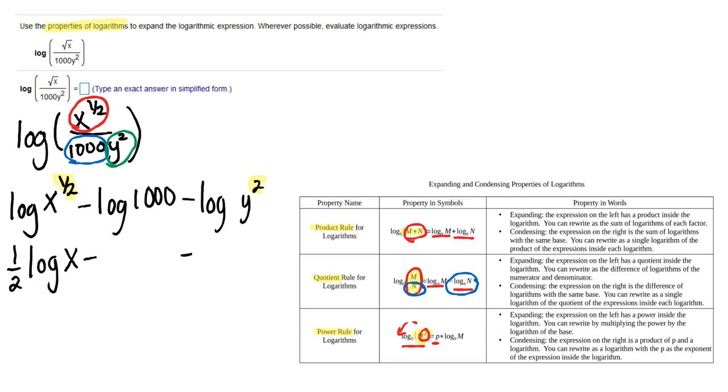And for the last one, I bring that 2 out front. That's minus 2 log of y.